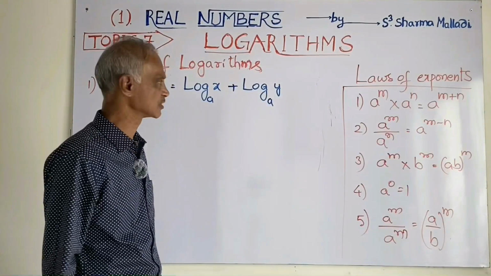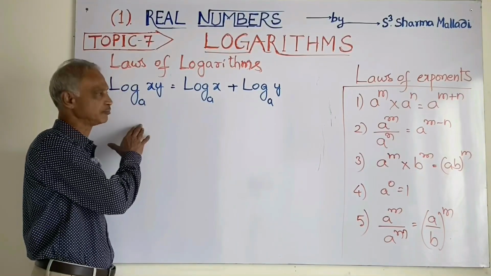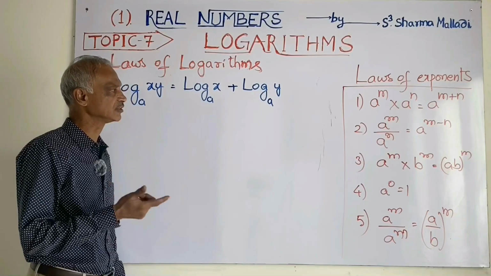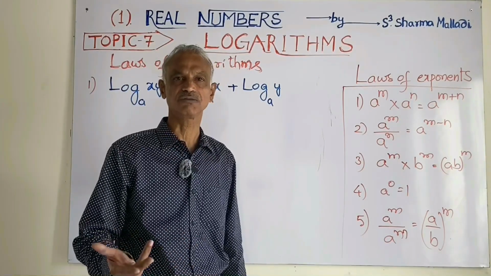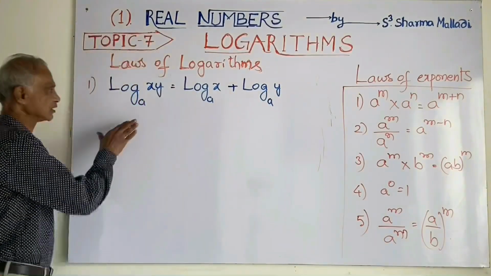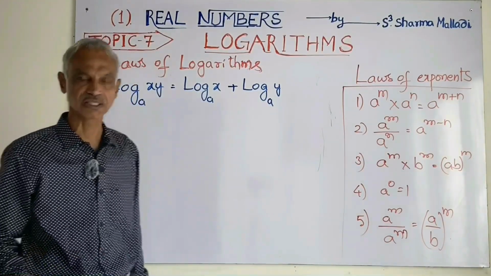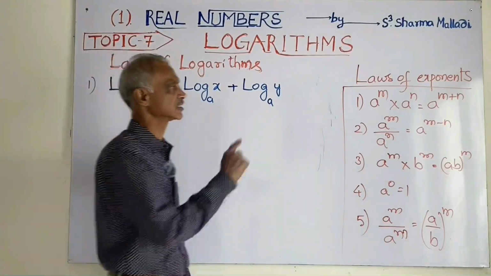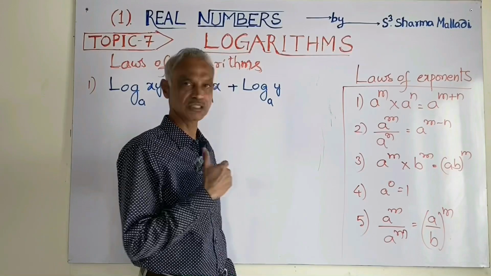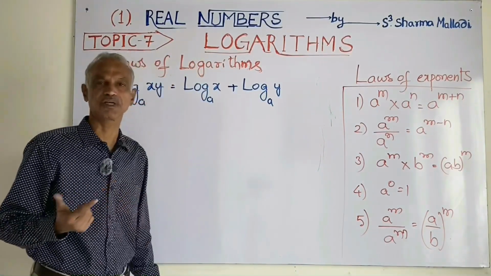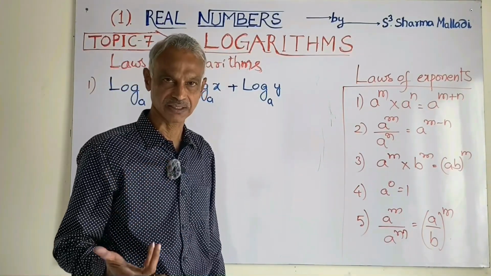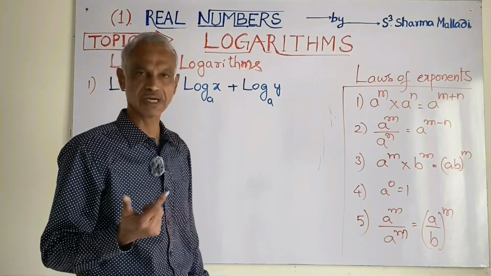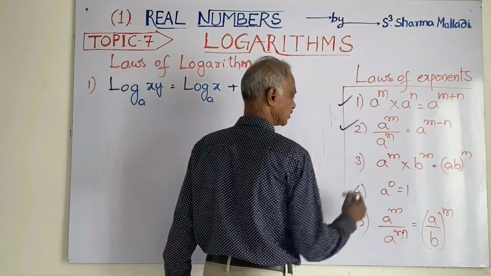Now, laws of logarithms. Log xy to the base a is equal to log x to the base a plus log y to the base a. Xy is not equal to x plus y, you know. But in logarithm, log xy is equal to log x plus log y. How to do this expansion? You should understand laws of exponents. What are laws of exponents? A to the power of m into a to the power of n can be written as a to the power of m plus n. A to the power of m by a to the power of n can be written as a to the power of m minus n. These two are very important for us.